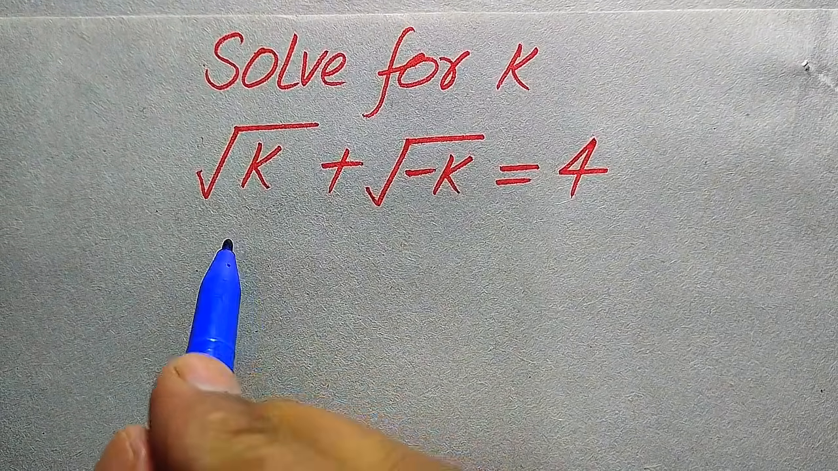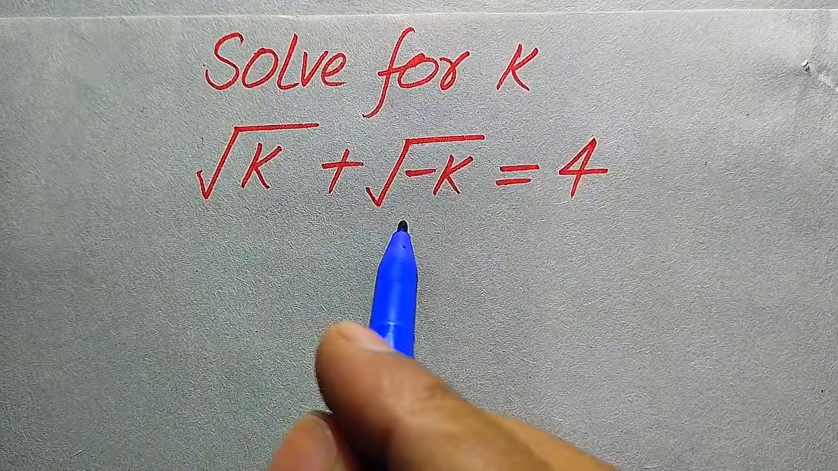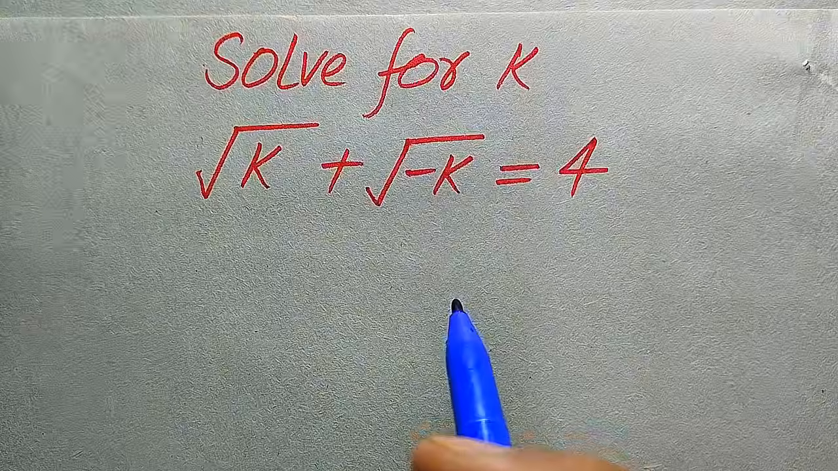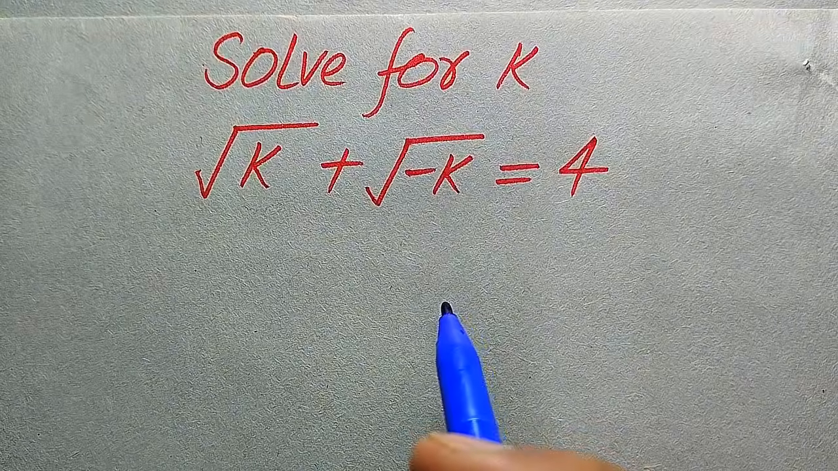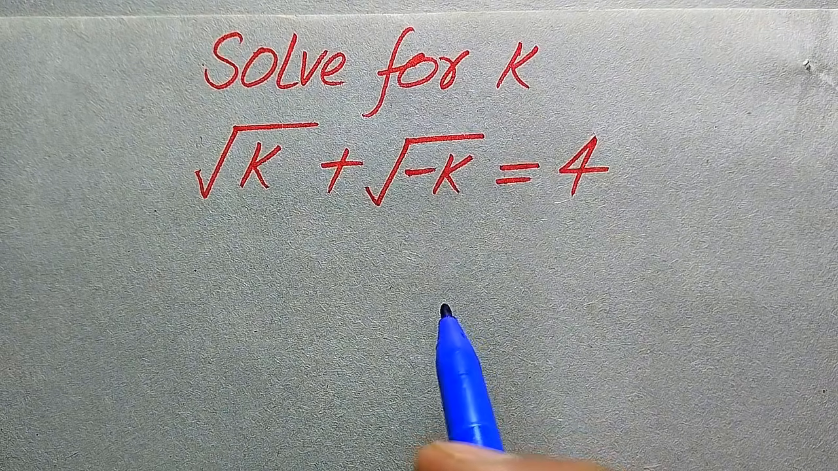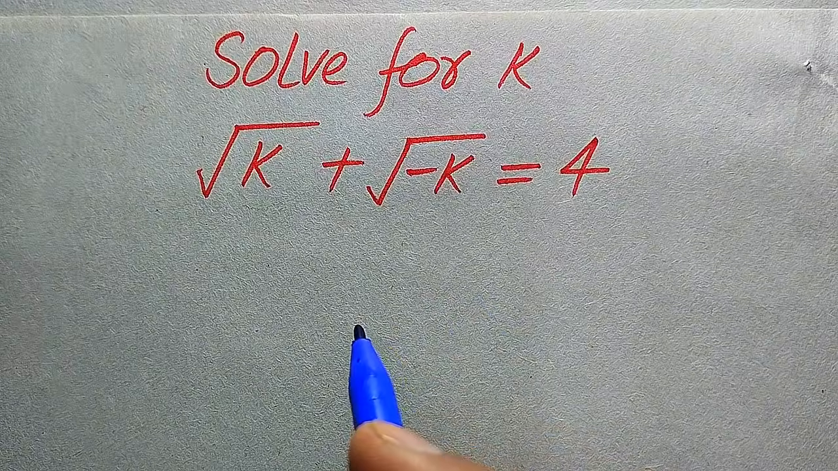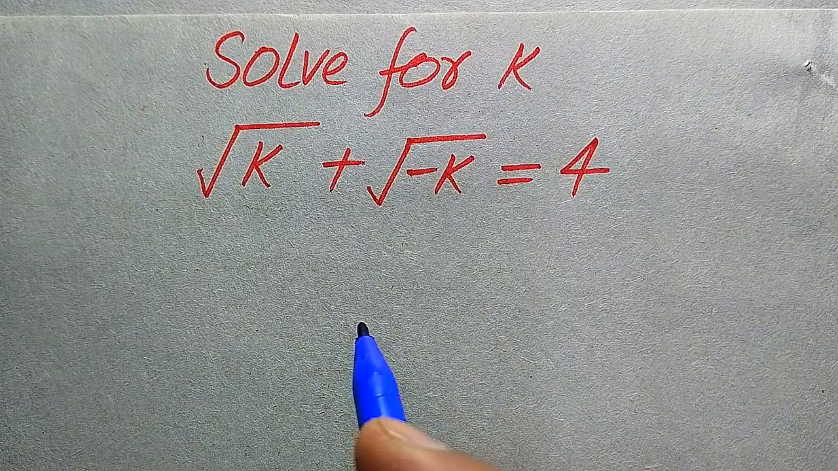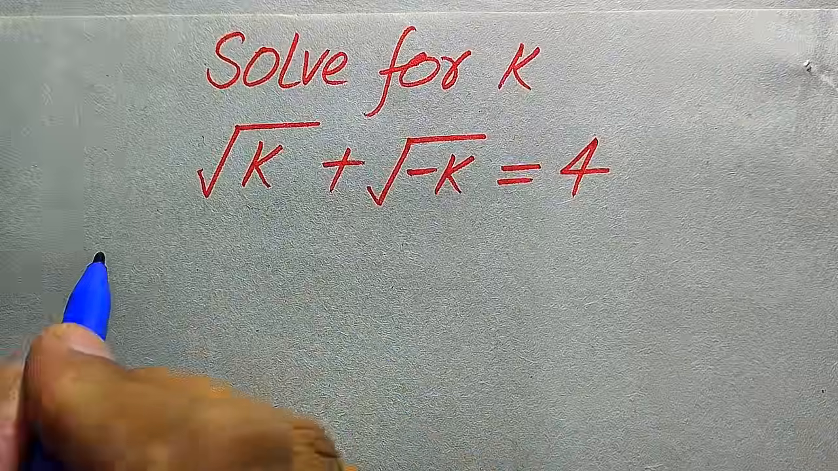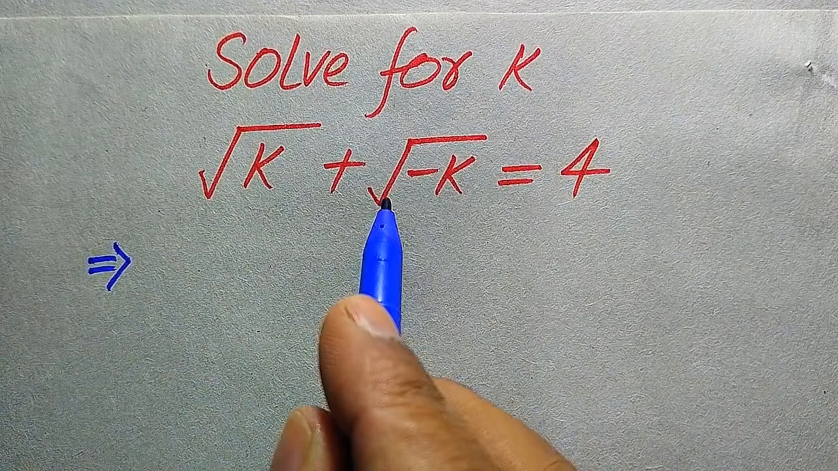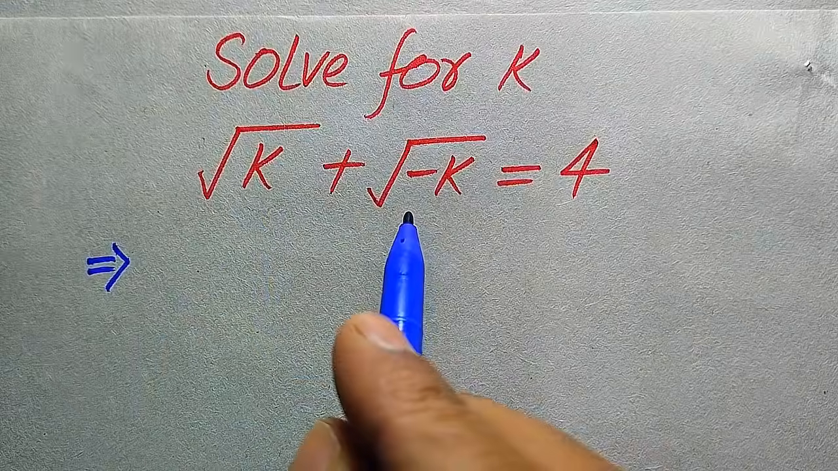So here we have square root of k plus square root of minus k is equal to 4, and we solve this problem for all the values of k. So here first we need to find all the roots of this equation, and I hope you like this method. But if you have any other method in your mind, please don't hesitate to write it in the comment section. And the very first thing we are going to do is remove the square root sign on both of these two terms.